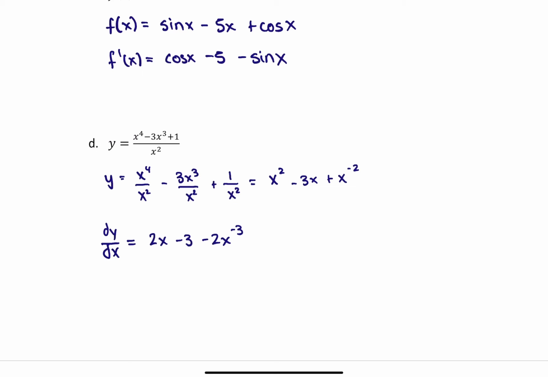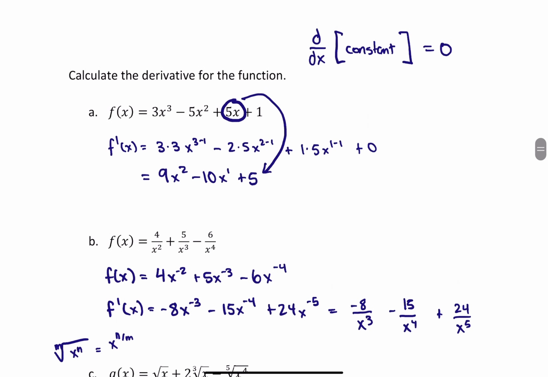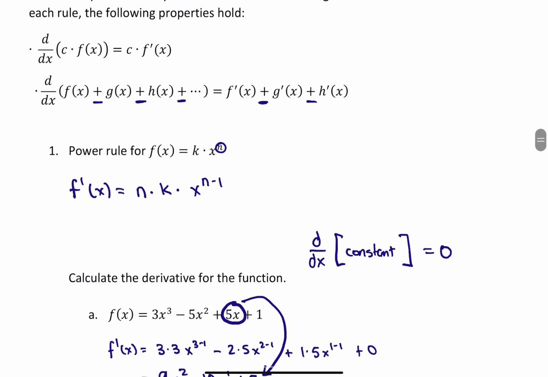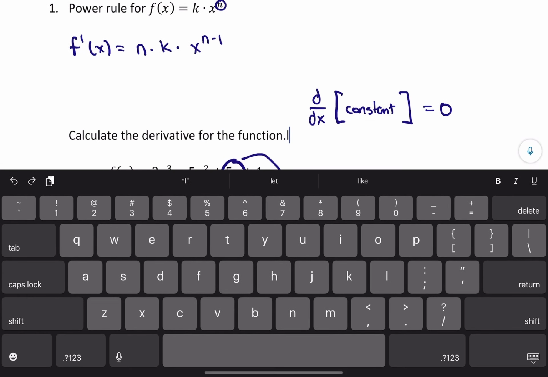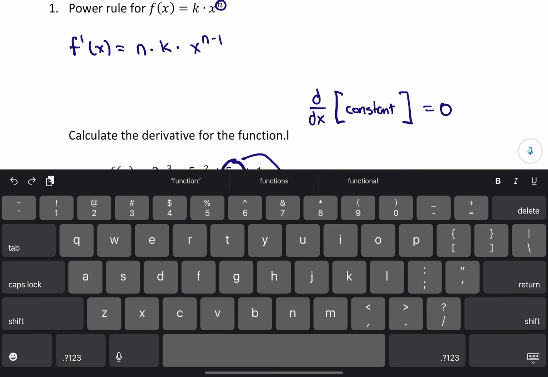All right, so that is going to conclude our video over the basic rules for derivatives. We covered the power rule and we covered the derivatives of sine, cosine, and tangent. And also remember, the derivative of a constant is zero. The derivative of a constant function is zero.